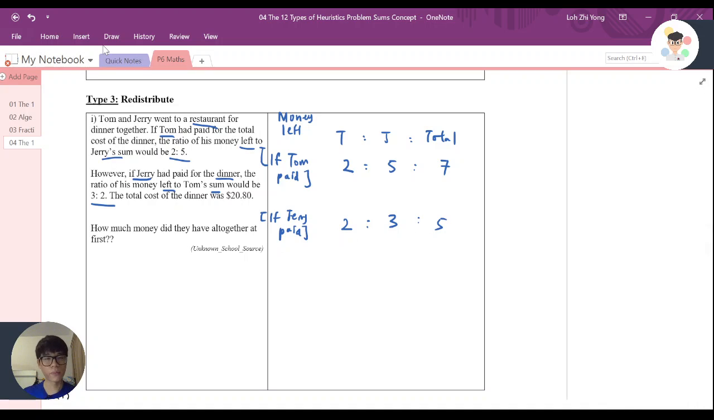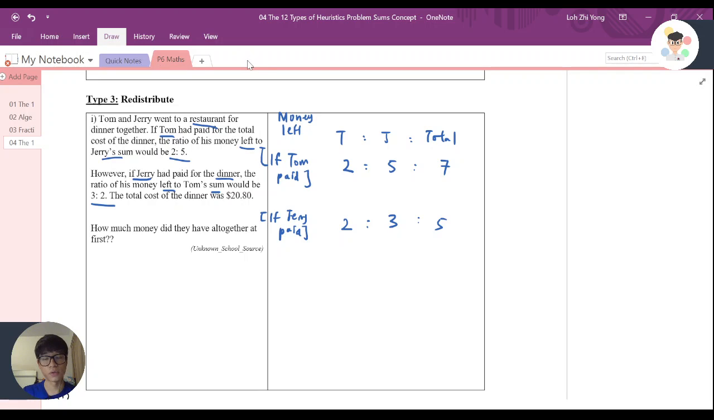Now, you need to understand that the total is still the same, because no matter who pays, the leftover money, or the money that in the end adds up together, will still be the same, because the total money they have only has the cost of the dinner removed. That's why the total is still the same.